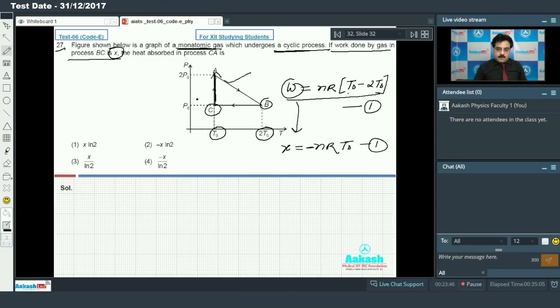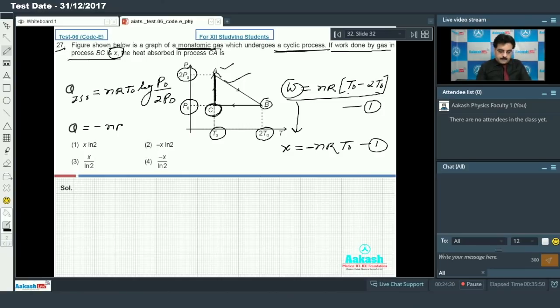And if I go for process C to A, C to A is an isothermal process, because when I move from C to A, temperature will not change but pressure will change. So this is an isothermal process, and I know the heat for isothermal is nRT0 log of initial pressure and final pressure, P0 and 2P0, because when I start from C, initial is P0, final is 2P0. But if I want to write 2P0 upon P0, then we will use a negative sign, right? So if I write this heat like that, minus nRT0 log (2P0 upon P0), right? So this is my relation number 2.